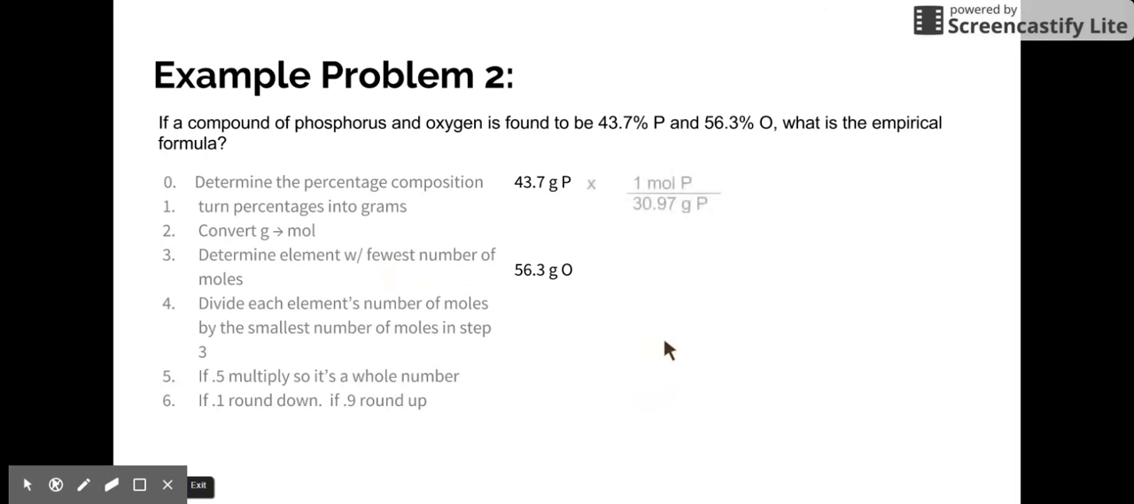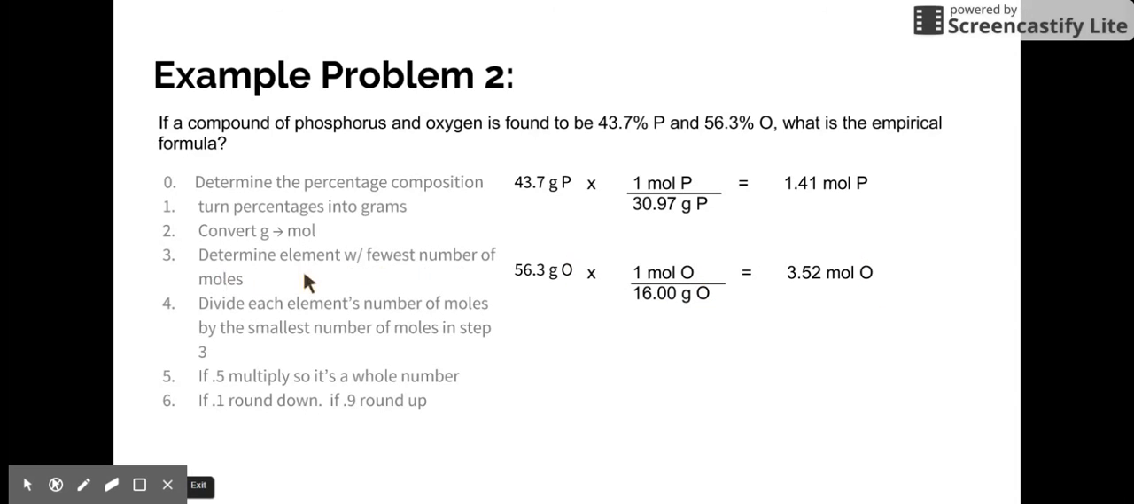Next, convert grams to moles. So I'm going to use the molar mass to convert the grams of each into moles. So here's my molar mass of phosphorus. Here's my molar mass of oxygen. I'm in essence taking 43.7, timesing it by 1, and dividing it by the molar mass. And then I'm taking 56.3 grams of oxygen, timesing it by 1, and dividing it by the molar mass. And that gives me moles of each substance.